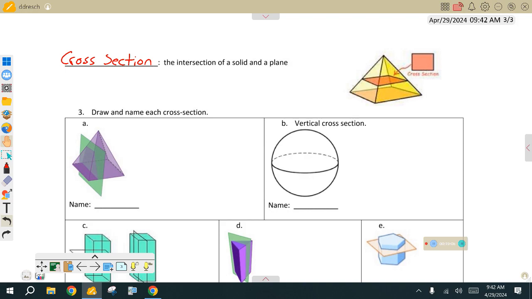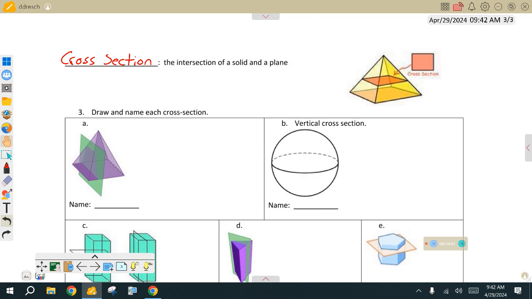Take a stick of butter, all right? If you look at the wrapper on a stick of butter, they have tablespoons marked out there. And as you cut a tablespoon out there, there's 8 tablespoons, I believe, on there. As you cut off that tablespoon of butter, what shape would be staring you back? The square is usually staring you back. That's a cross section, okay?